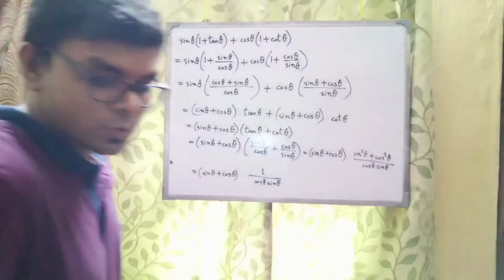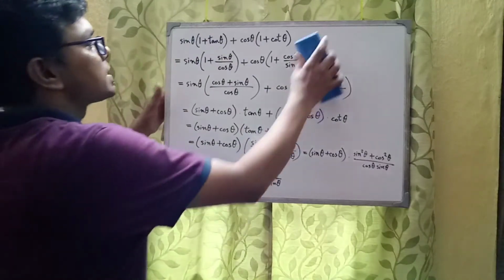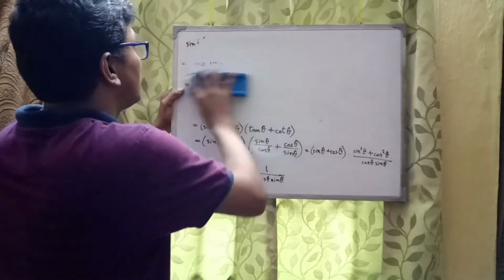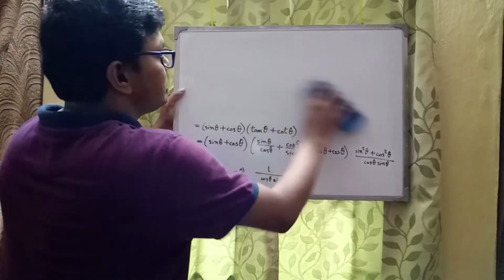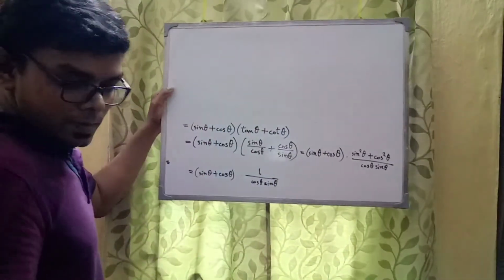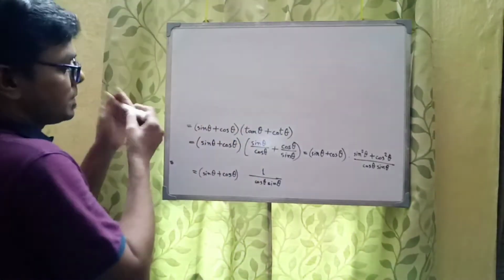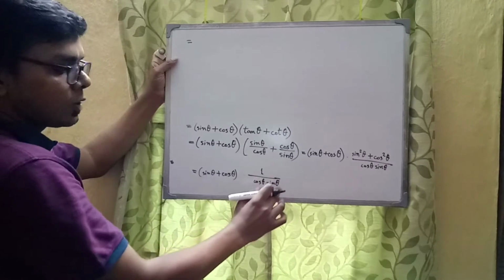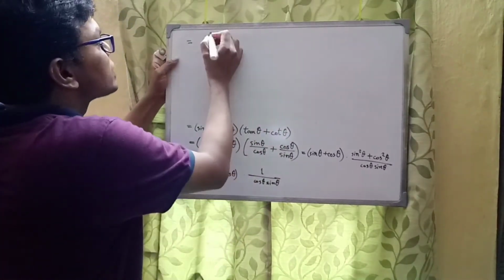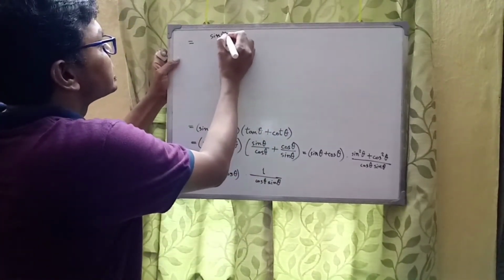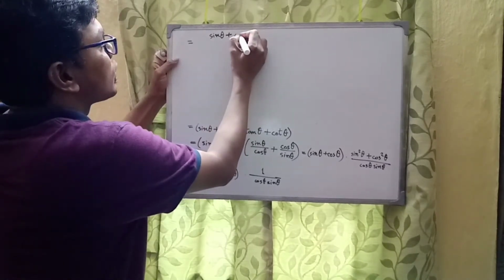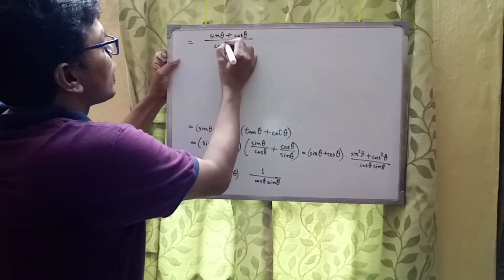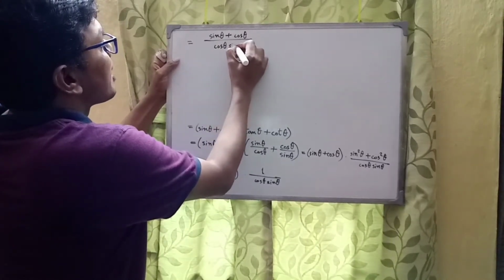Now I would like to erase this part so that you can see more clearly what we are up to. So after this part I come here. This is actually sine theta plus cos theta into 1 by cos theta sine theta. So this is actually sine theta plus cos theta by cos theta into sine theta.